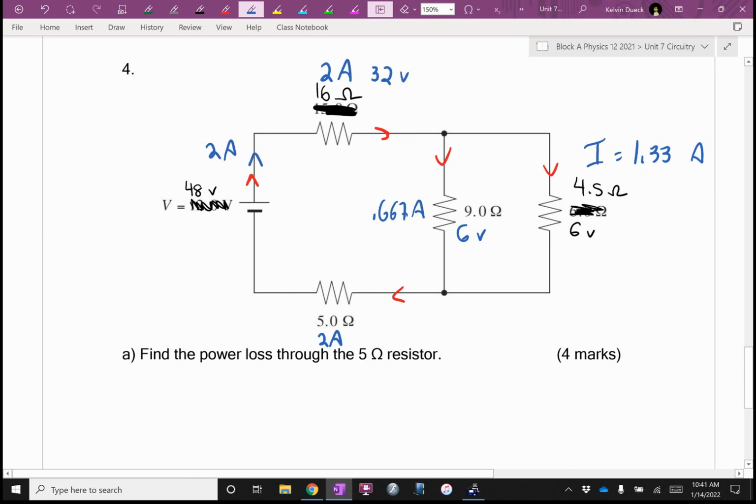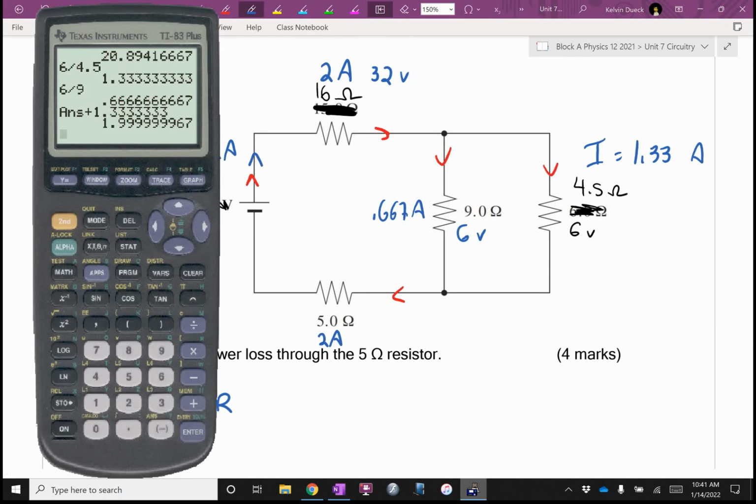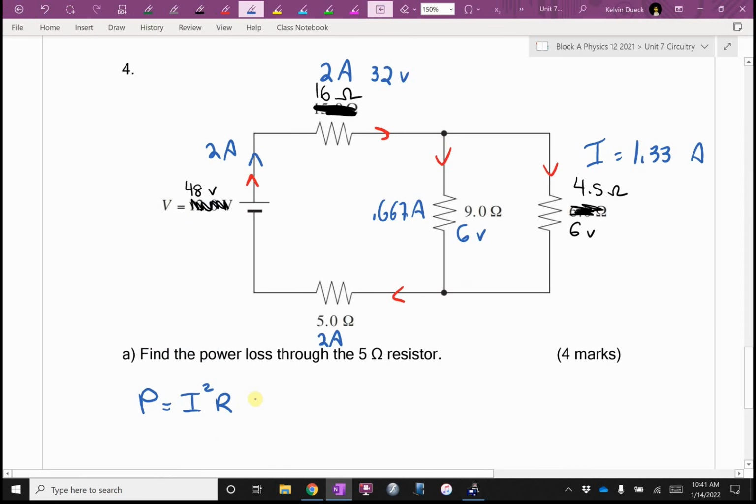Actually, I'm kind of done. They wanted me to find the power loss through the 5 ohm resistor. One way to find power from my formula sheet is I squared R. I don't even need to find the voltage there. I can simply go I squared, 2 squared times 5, which I could have done in my head. Is it 20? No, yes? 20 watts. So if you got that, 4 out of 4. Otherwise, I would give you 1 mark for that, 1 mark for that, 1 mark for that, and 1 mark for the answer.